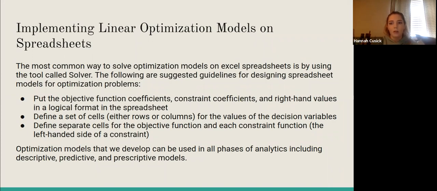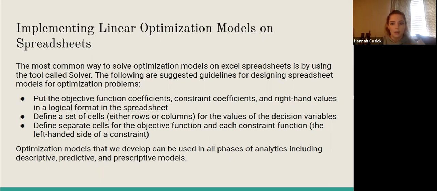If you have a lot more variables than constraints, it might make more sense to use rows for the variables and columns for the constraints. The second guideline for designing spreadsheets for linear optimization models is to define a set of cells, either rows or columns, for the values of the decision variables. In some models, it might be necessary to define a matrix to represent the decision variables. The names of the variables should be listed directly above the variable cells, and you can use shading or formatting to distinguish these cells.